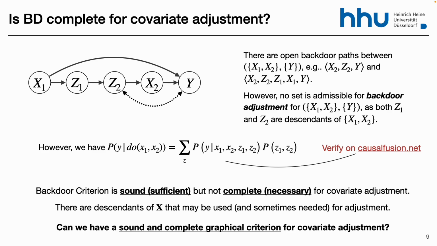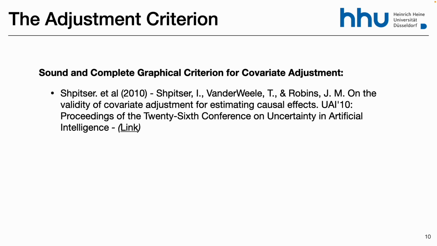Okay, so that's the question. Is there any other criterion where we have completeness for adjustment? And in 2010, Spitzer, one of the big names in causality, who has several papers, actually proposed the first version of the generalized adjustment criterion, where you have completeness. So that's the reference, you can check later, but we will need a few definitions to cover it.